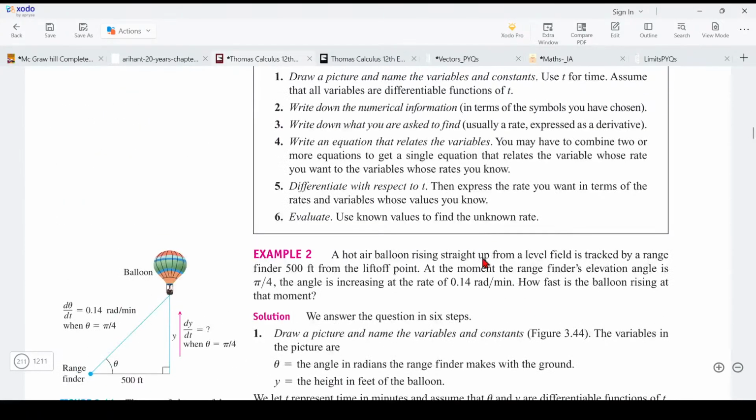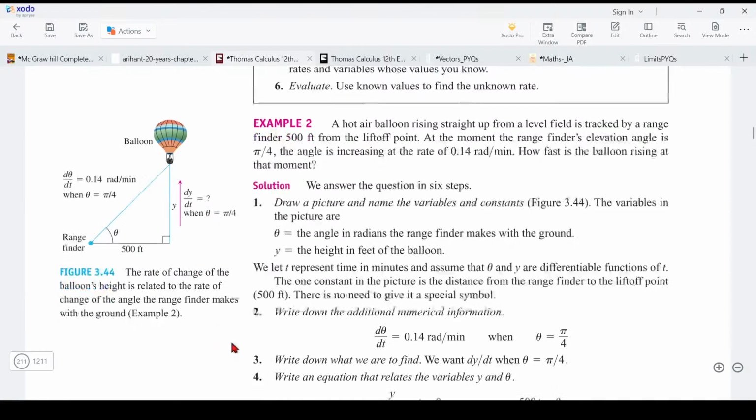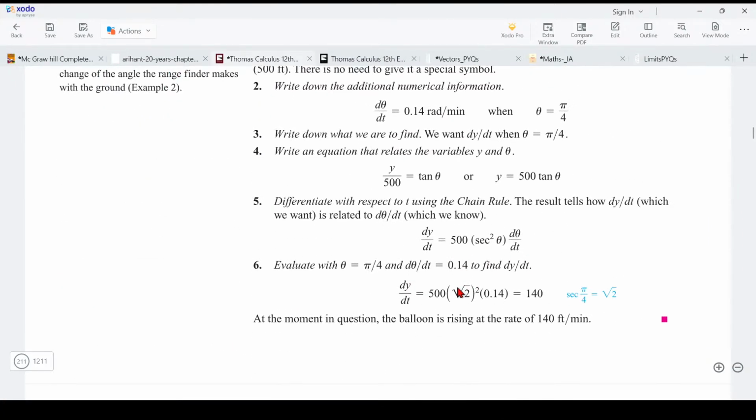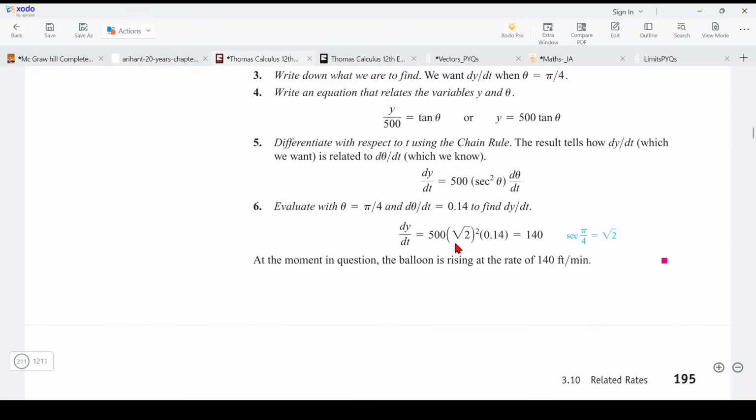So basically, in all these related rate problems, we would be given one rate. Theta is equal to pi by 4, that we are calculating here towards the end while calculating. I didn't see it was there in the question. Can you see here? Yes, I understood. D theta by dt, this is what he is already given, 0.14. Secant square of pi by 4, which is root 2 whole square, we have used it here.